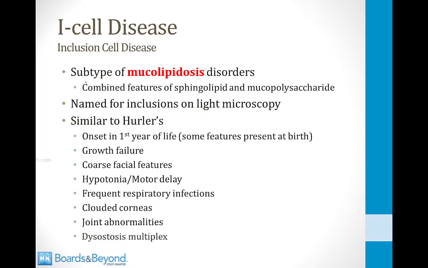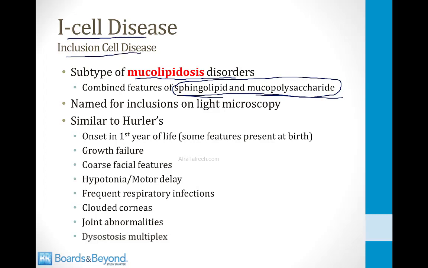So now we've talked about the sphingolipid disorders and the disorders of glycosaminoglycans, which are also called mucopolysaccharides. Now I'm going to talk about an example of a mucolipidosis disorder, and these disorders have combined features of the sphingolipid and mucopolysaccharide diseases. Basically, these disorders involve accumulation of both sphingolipids and glycosaminoglycans. That's why they're combined disorders. The disease we're going to talk about is called I-cell disease, which stands for inclusion cell disease, and it gets this name for inclusions that you can see on light microscopy of biopsies of people with this condition.